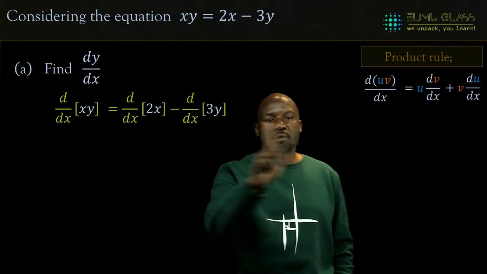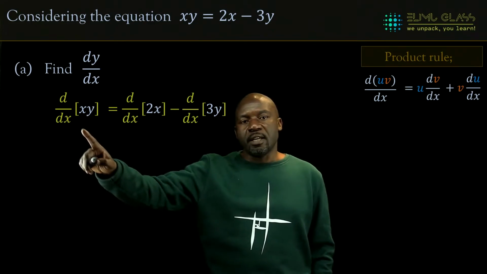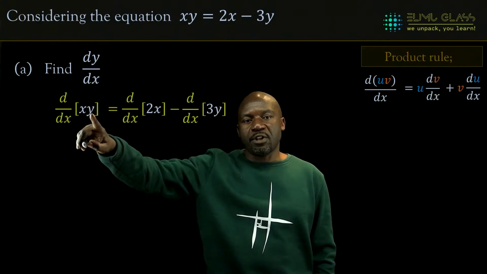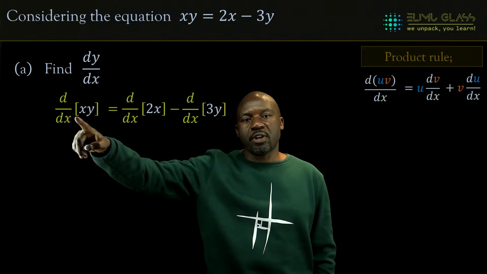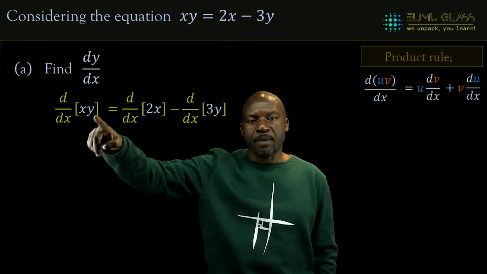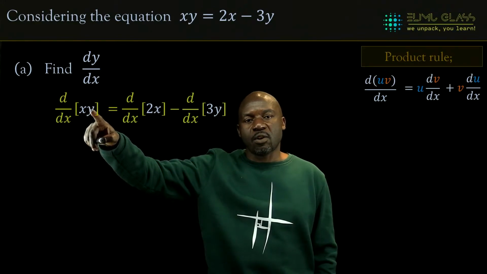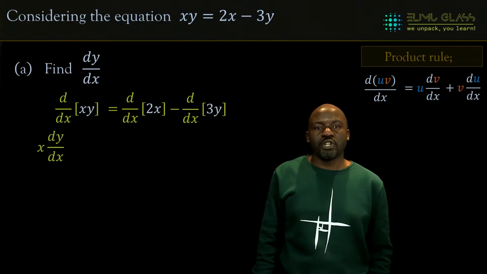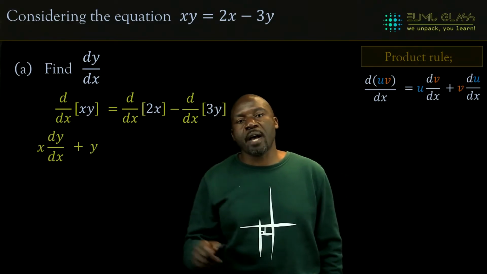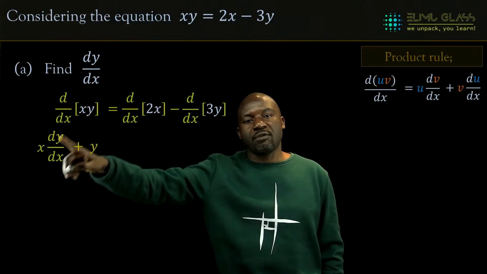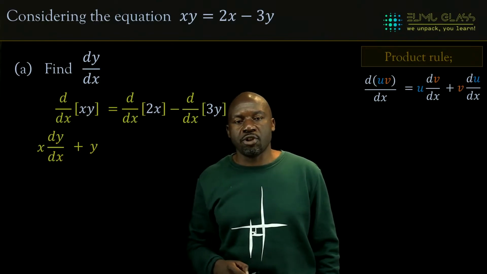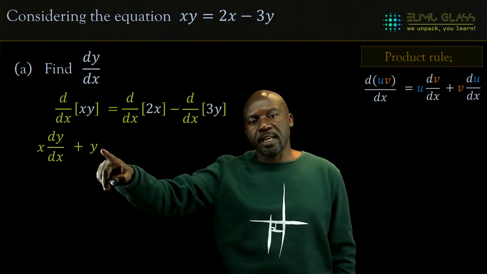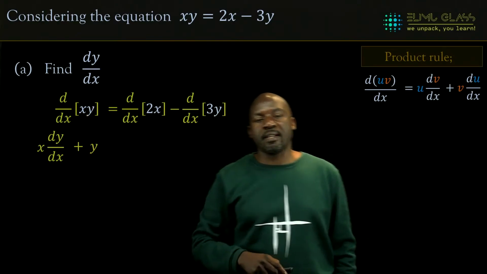So that is what we refer to as the product rule. Applying that rule to our question, the derivative of xy must be: we keep x constant and differentiate y with respect to x, so we get x dy/dx, and then plus y dx/dx, but dx/dx is just 1, so we are left with y. And so differentiating this gives me x dy/dx plus just y.